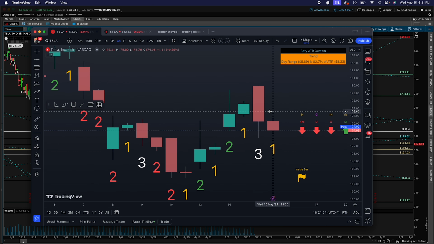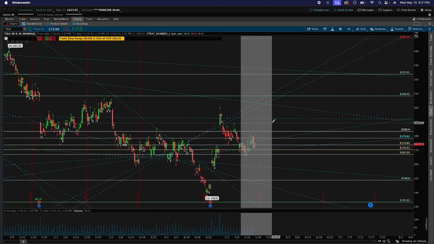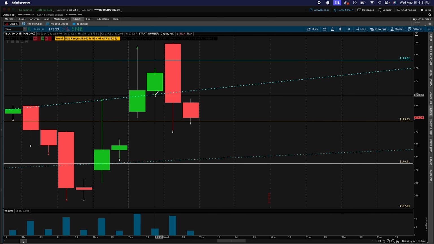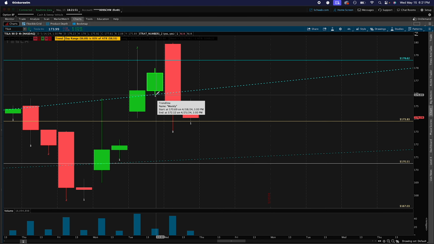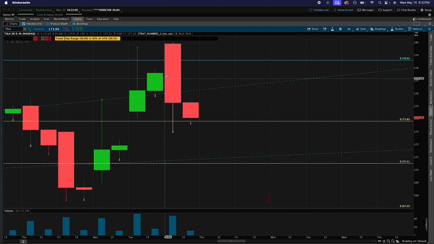Where I would have entered here would have been on the 3 down. Let me go on Thinkorswim since all my levels are there. So I would have entered in on this 1-3 down. As soon as this went outside bar to the downside, I would have gone short here. My stop loss would have been, what's that range? I probably would have had it halfway of the inside bar, or I would have reduced my position and then had my stop loss back up here.